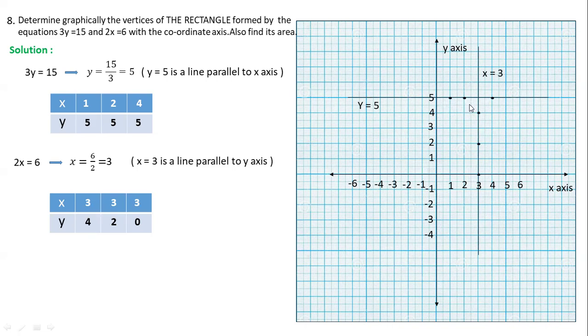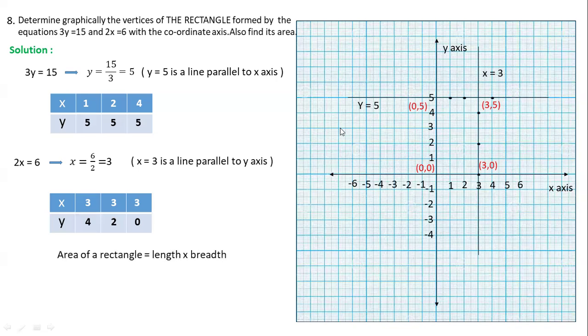Now, we have to take these two lines and the coordinate axes. These are the x and y axes. If you take the x and y axes and these two lines, you get a rectangle here. So you have to find the coordinates of the vertices of the rectangle. What is this? 0, 0, because this is the origin. Then this is 3, 0. This is 3, 5. And this is, sorry, 0, 5. Clear? So these are the coordinates of the vertices of the rectangle so formed.